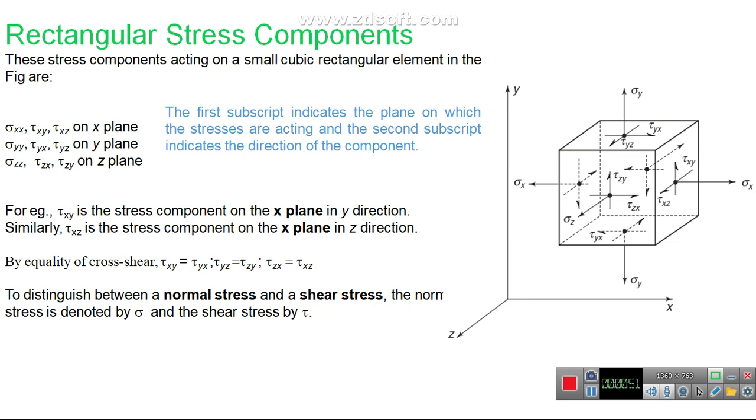Okay. Let us straight away begin this lecture session. The most general state of stress at a given point can be represented by 6 stress components exerted on the face of a cubical element in Cartesian coordinates.